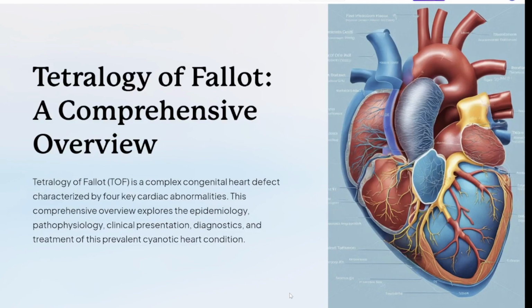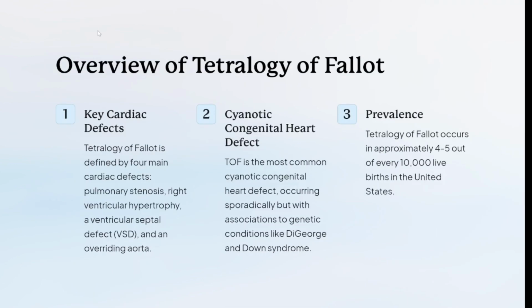Summary of Tetralogy of Fallot. Overview. Tetralogy of Fallot is characterized by 4 key cardiac defects: pulmonary stenosis, right ventricular hypertrophy, a ventricular septal defect, VSD, and an overriding aorta. It's the most prevalent cyanotic congenital heart defect, with a sporadic occurrence but associations with genetic conditions like DiGeorge and Down syndrome. Epidemiology. Occurs in approximately 4 to 5 out of every 10,000 live births in the U.S.